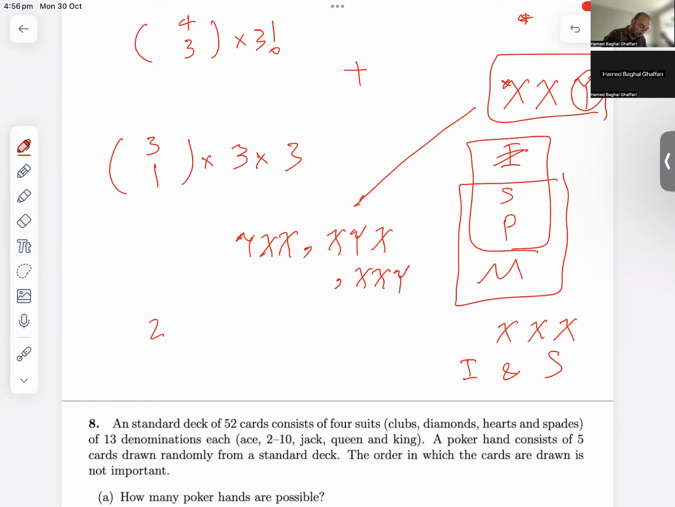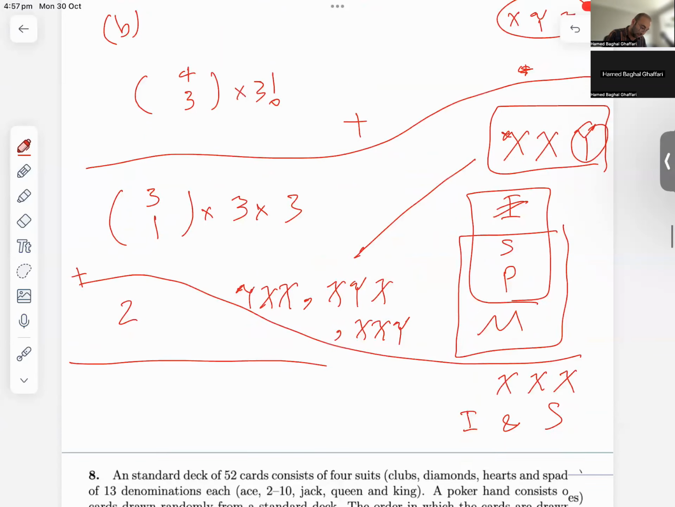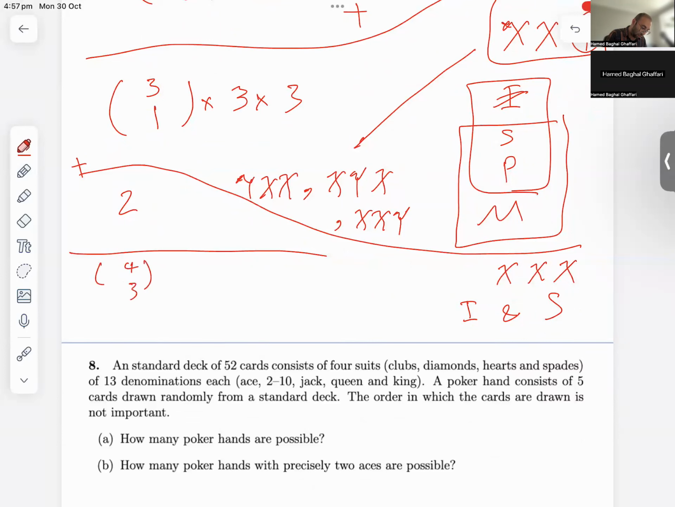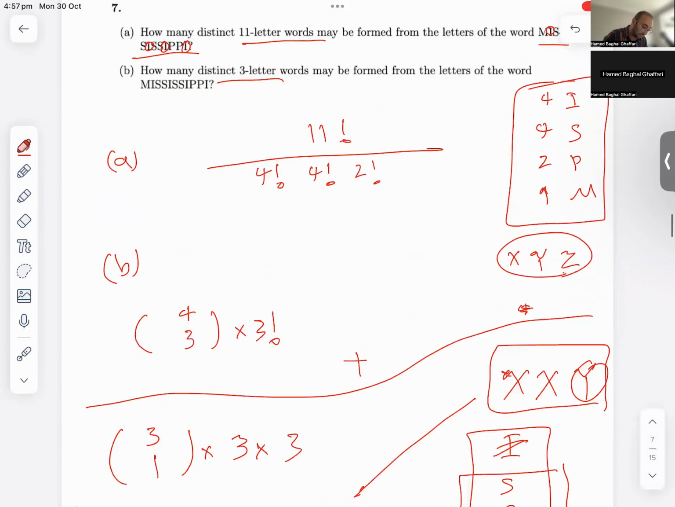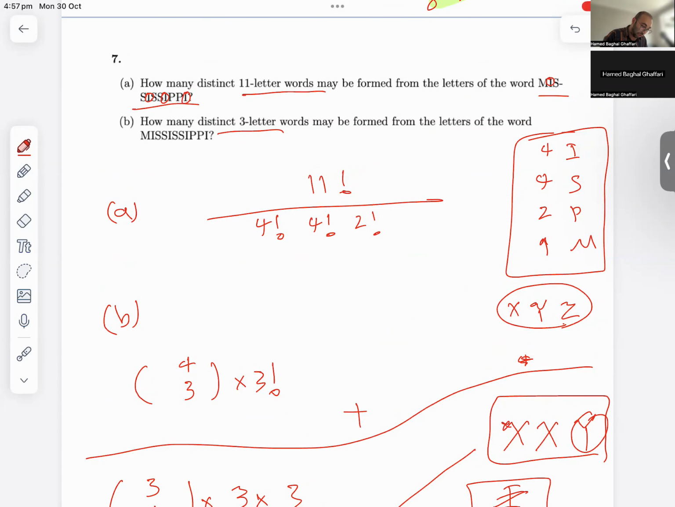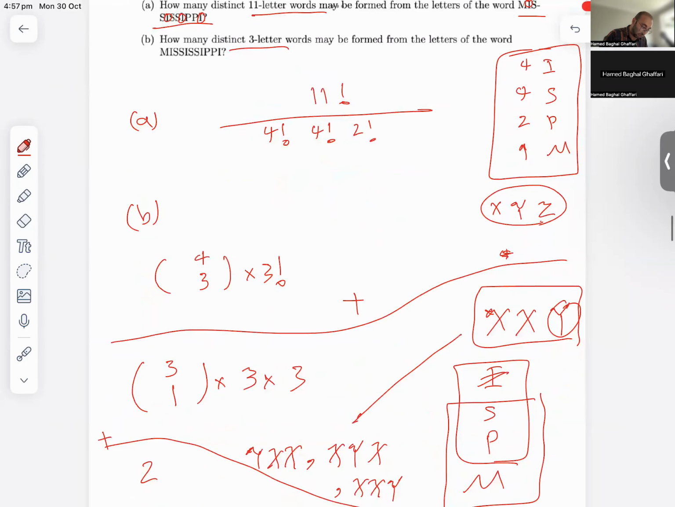All in all, the answer will be 4 choose 3 times 3 factorial, plus 3 choose 1 times 3 times 3, plus 2. This will be the answer of part B for writing 3 letters, choosing the letters from the word Mississippi. Now, let's do question 8.